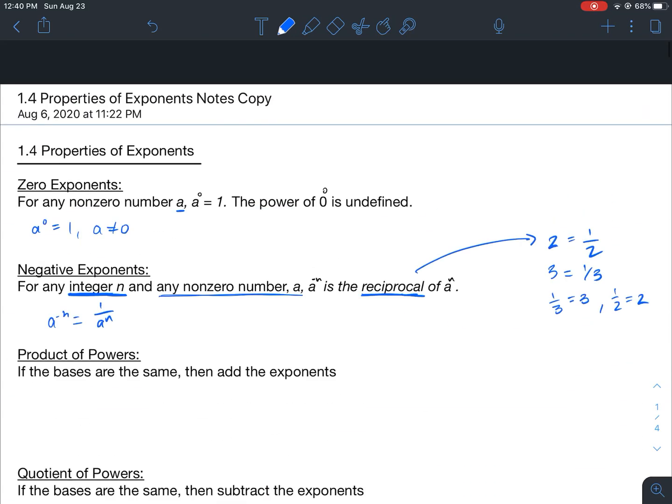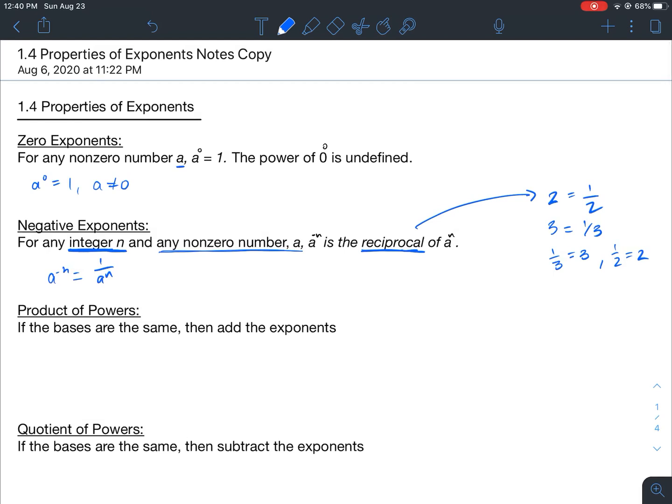Okay, so we've covered 0 exponents and negative exponents. Okay, and then again, a does not equal 0.